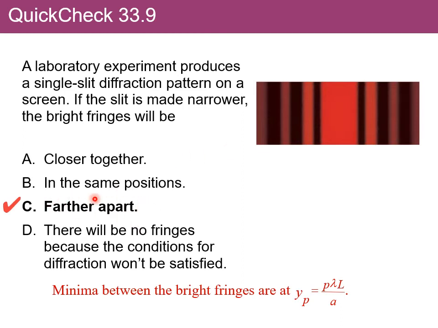The answer is that the bright fringes will be farther apart from one another. Recall that the locations of the minima are at y dark equals p lambda L over a. As a is reduced, the values of y increase.